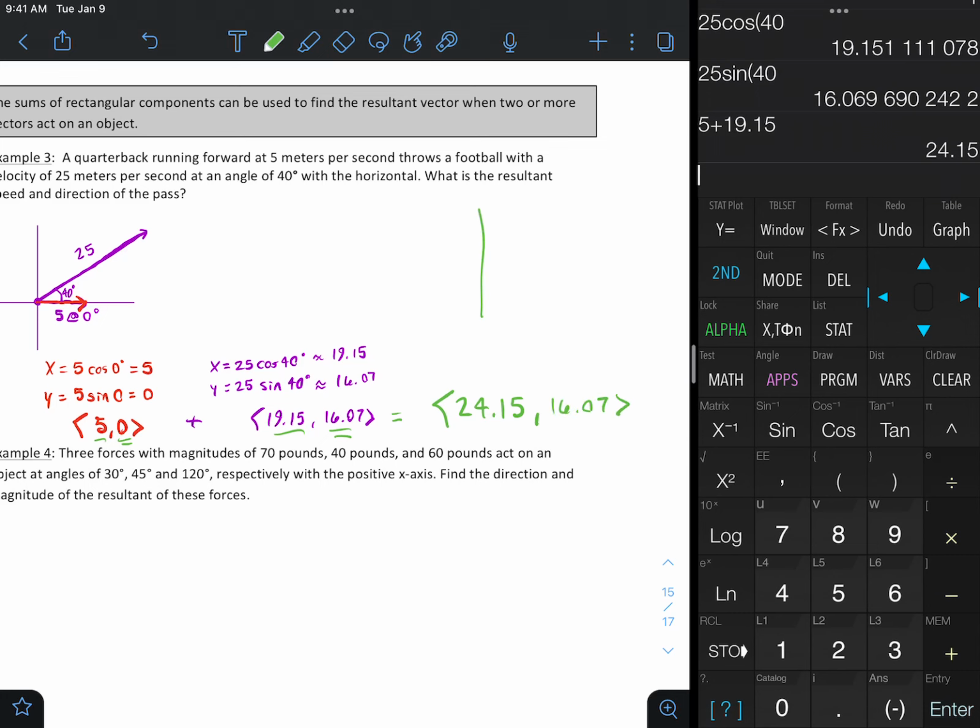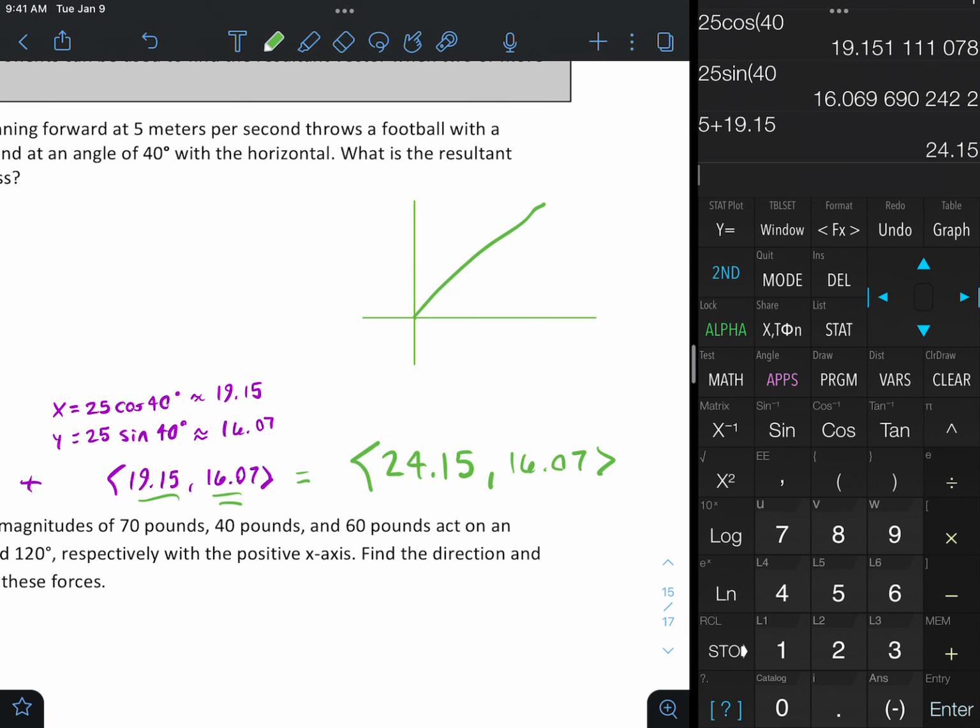So the true overall vector, if you want to sketch it out here, is going to look like this. It's going to go 24 to the right and then about up 16. Just like that right there. So if you want to actually find the true vector, which is what they're asking, what is the resultant vector?